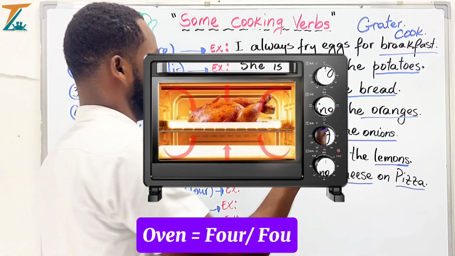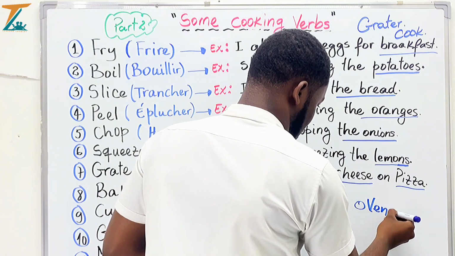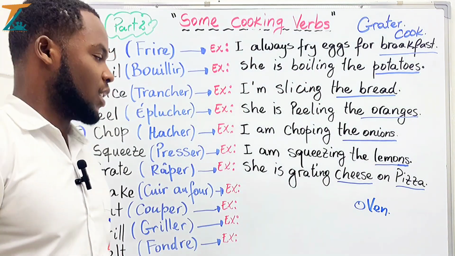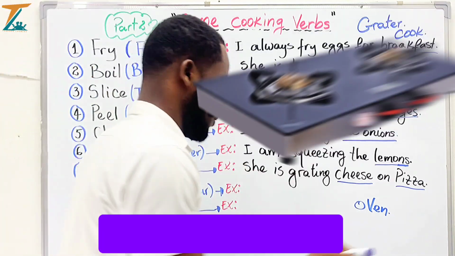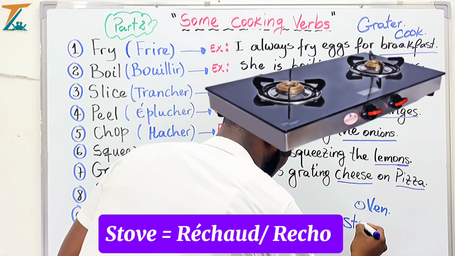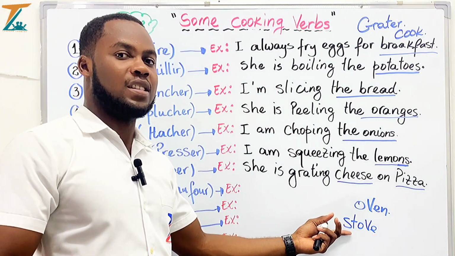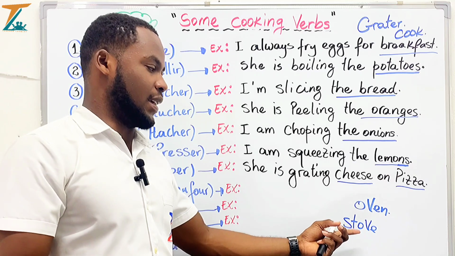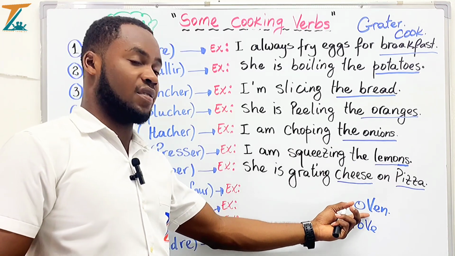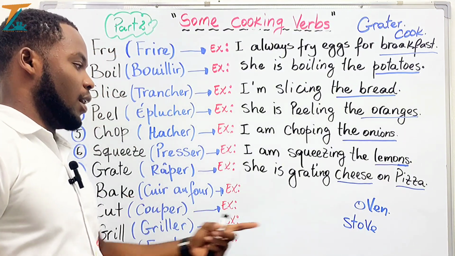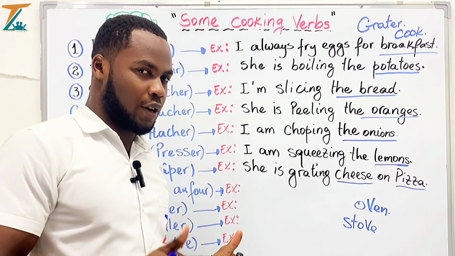Oven c'est four. Comment on peut dire four en anglais? We say oven. Oven means four. So if we use an oven, we bake. So if we use a stove, stove. I want you to repeat. Stove means réchaud. So when we use an oven, we bake, but when we use a stove, we cook. Hope you understand. Very, very easy, guys.